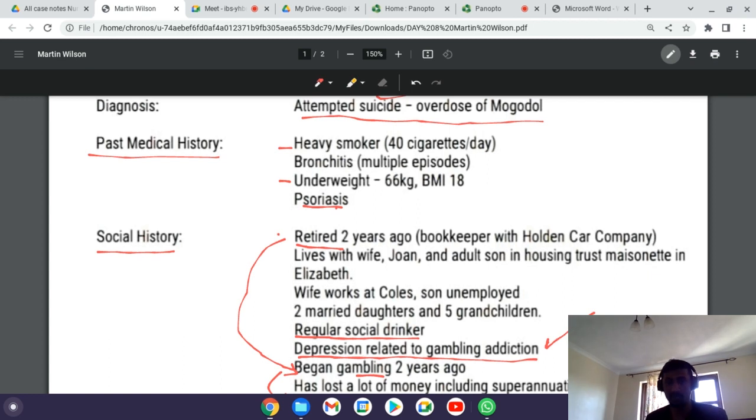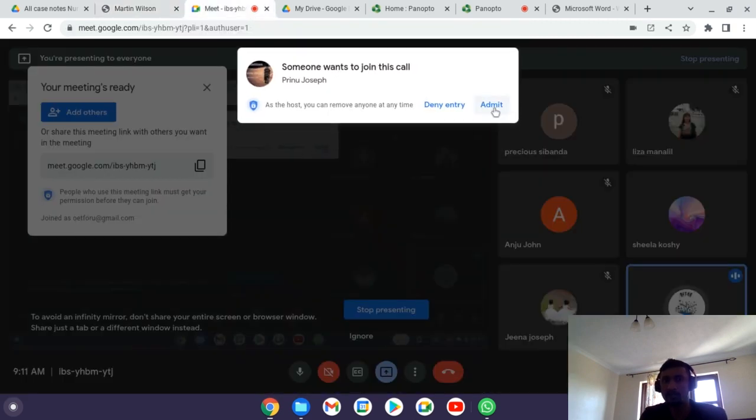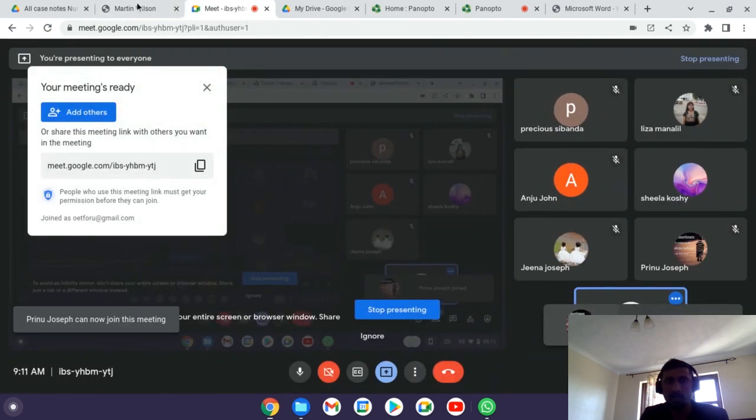Of course, the discharge plan, but before that, yes, of course, you have to say what you have done while the patient was in your hospital. So the first thing you said was that the patient had an attempted suicide, an overdose of Mogadol, and then you said somebody is trying to join at the moment. Okay, just admit them and keep going.